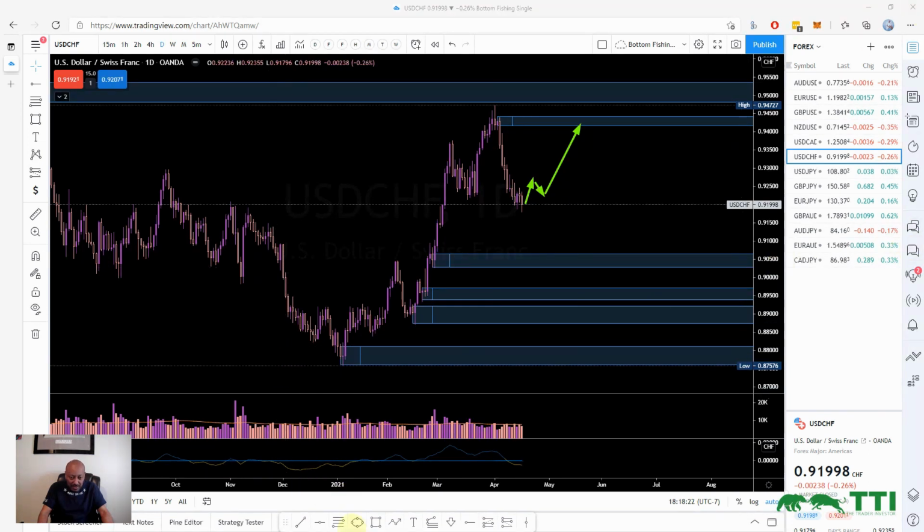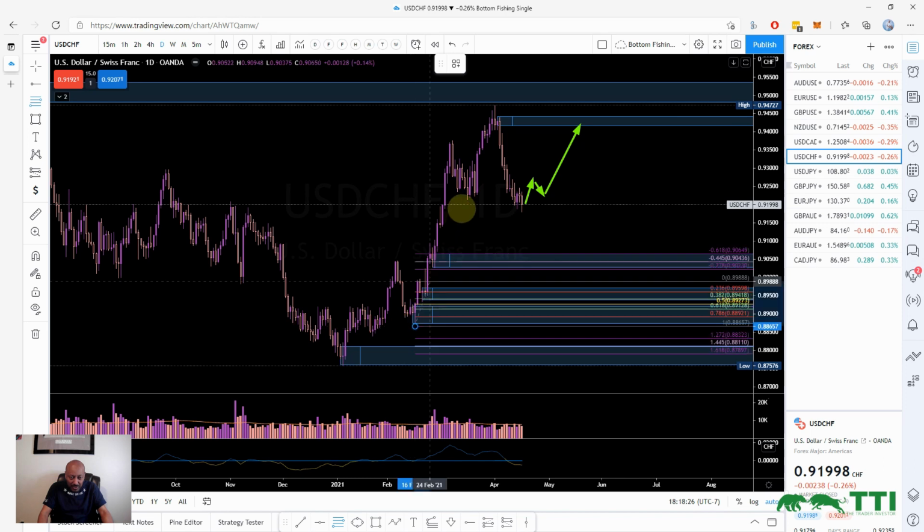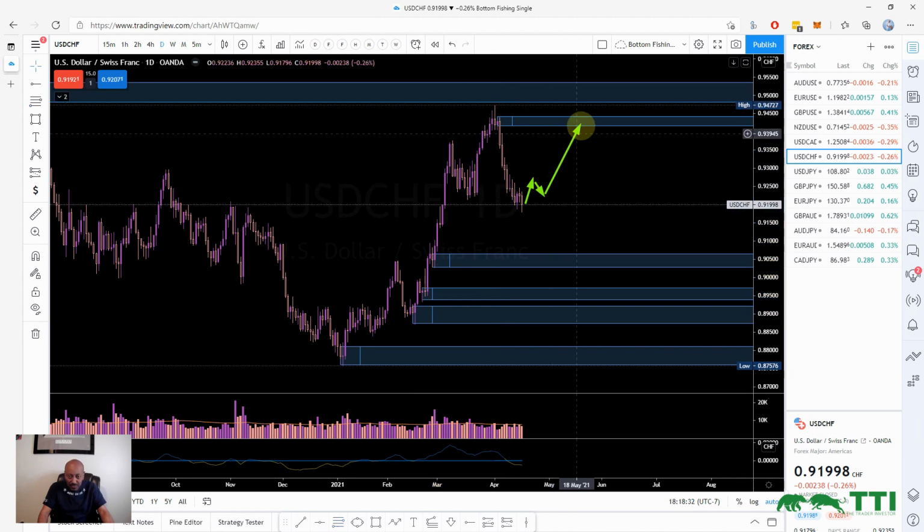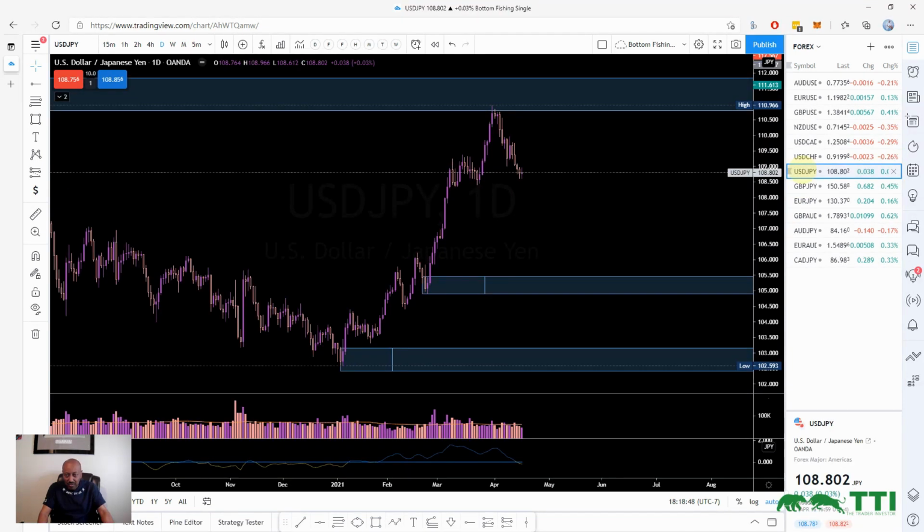But the other thing is, how much of a retracement are we in? It's less than 50%, right? So that's why I'm kind of waiting for this to happen rather than a breakdown to the downside. But I'm going to watch this a little bit more closely, better than USD CAD. And lastly, let's look at USD JPY, the yen.